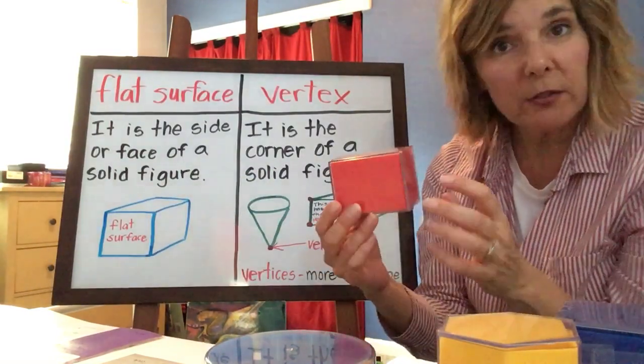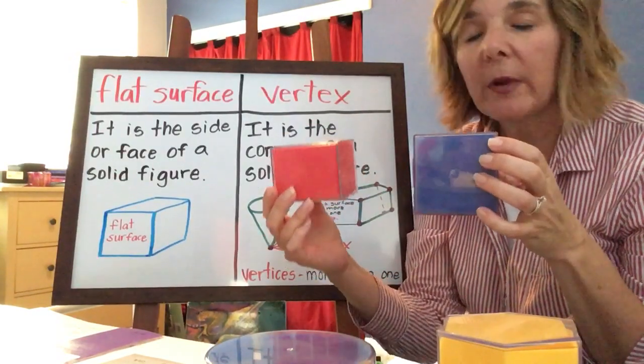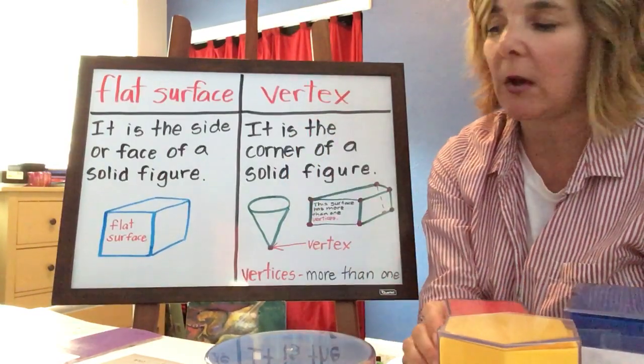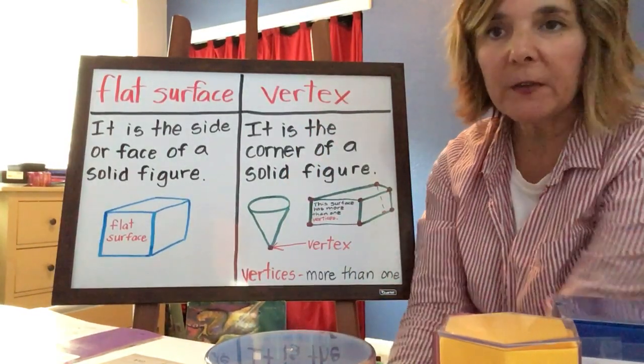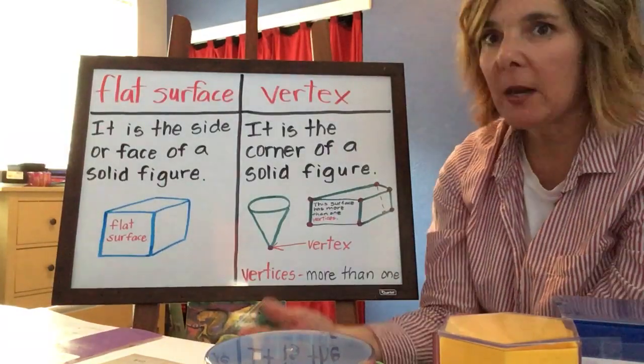Now you could take a tissue box around your house that's either a cube or a rectangular prism, and you could count the flat surfaces or the vertices yourself. So when we have a solid figure, we can describe it using our 2 mathematical terms.